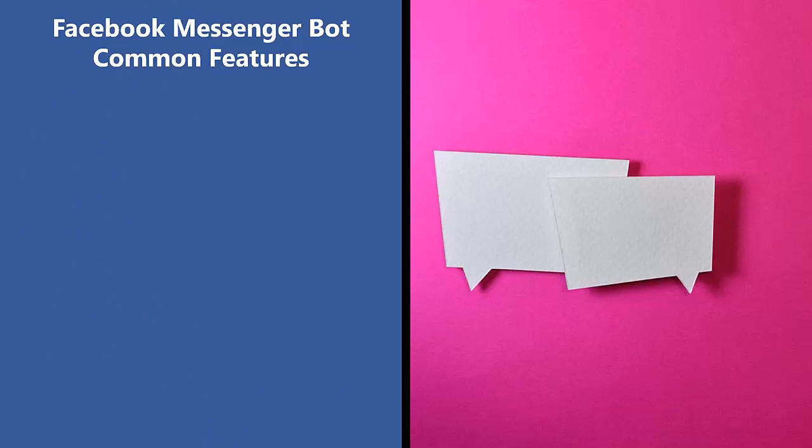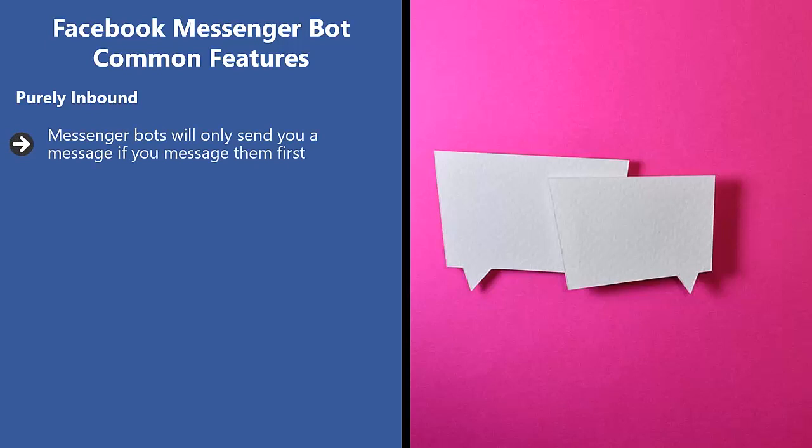There are many different types of Facebook Messenger bots currently in existence, but regardless of their seeming differences, they do have common features. Purely inbound. Messenger bots will only send you a message if you message them first. If somebody goes to your Facebook page and clicks on the messenger icon because they're interested in your online catalog or your service description, they can click the messenger button and leave a message. In other words, they initiate the relationship. You don't use your bot to message people who have no prior relationship with you. It's all inbound, not outbound.